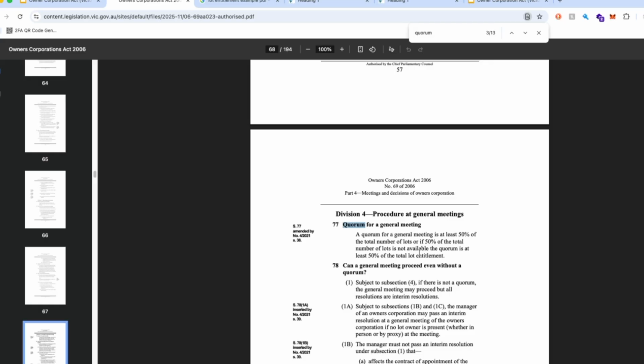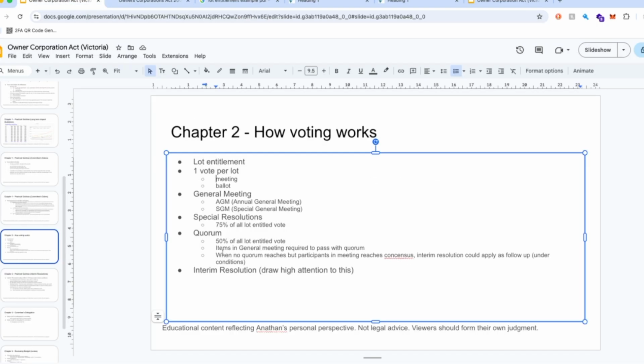Only when this is compliant can that particular item on the general meeting be compliantly executed under the OC Act. Without a quorum, a compliant item cannot be executed. As you can see here, at least 50% of all the lot entitlement are green, and items require a quorum to pass.